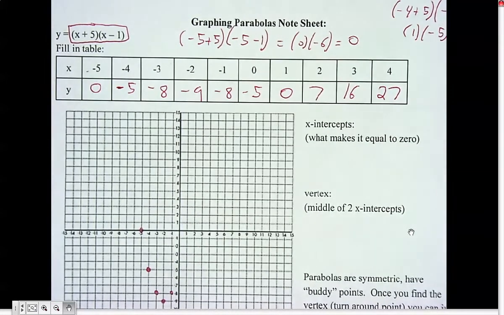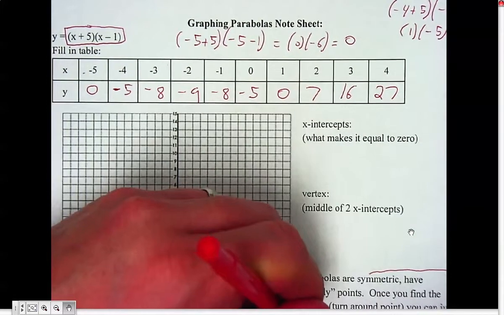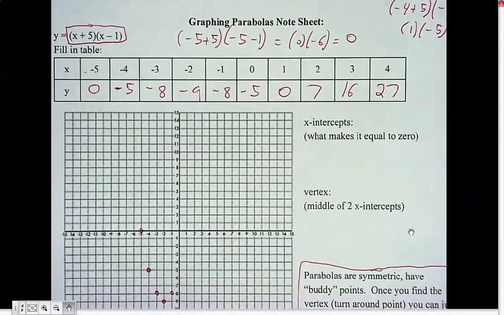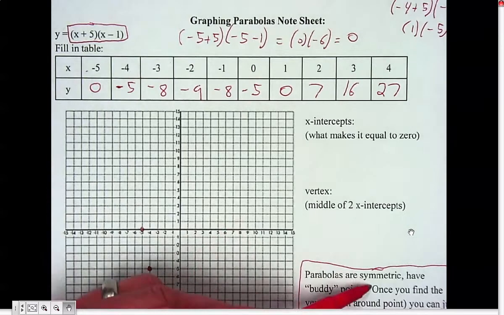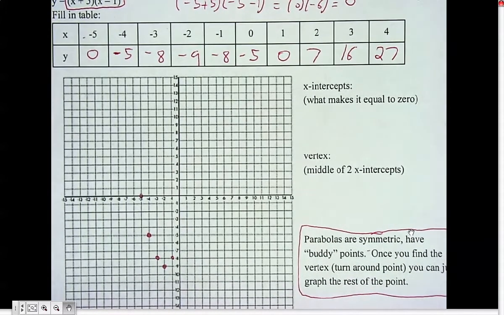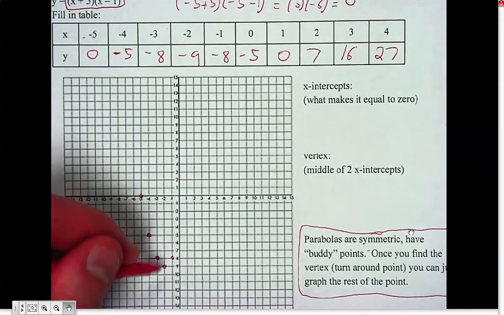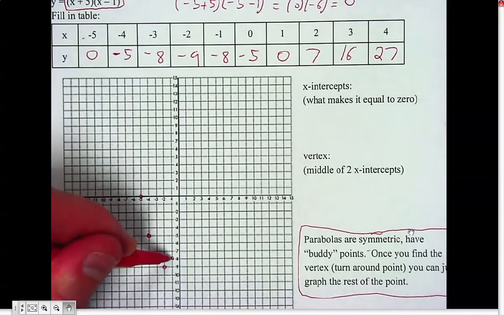What you'll notice is this thing down here at the bottom. We'll come back to the rest of the graph and the x-intercepts and vertex in a second, but we've talked about symmetry before, but we haven't talked about buddy points. Buddy points are points that sort of match up on the two halves of the parabola. Here's my vertex. I've sort of started turning around now, and we start seeing these buddy points.